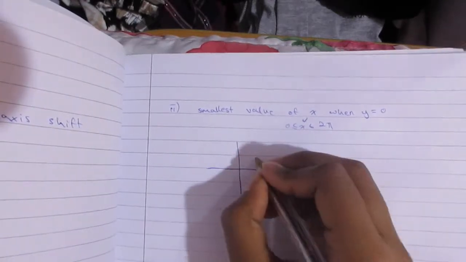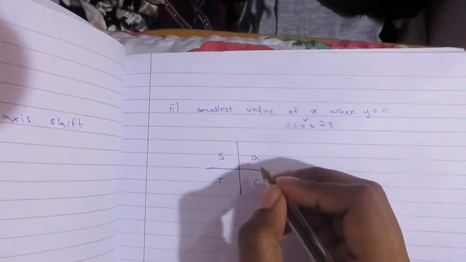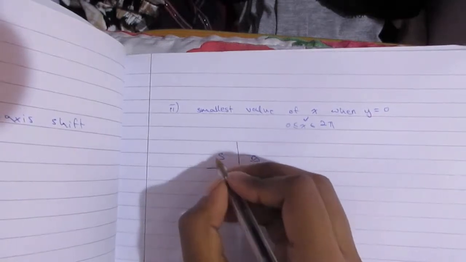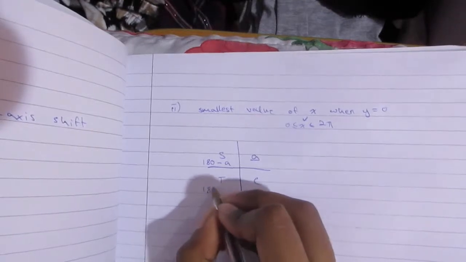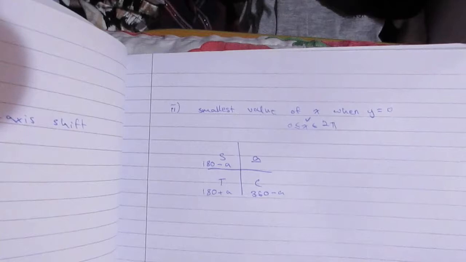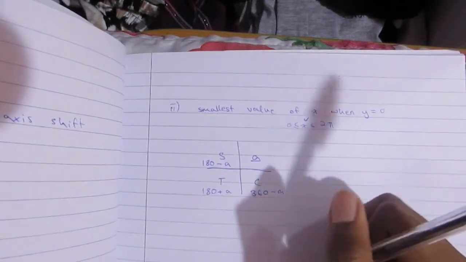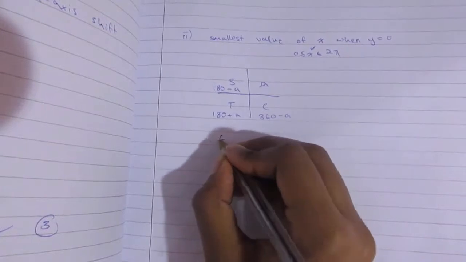But before that, I want to tell you guys something about this table. A, S, T, C, you can remember as all science teachers are cool. A is just the value that you get. S stands for sine, and if you want sine positive, you're going to do 180 minus A. Tan is positive in this area, so it's 180 plus A. And C, or cosine, is positive on this side of the table, so you just do 360 minus A. Anyway, let's get to the question.